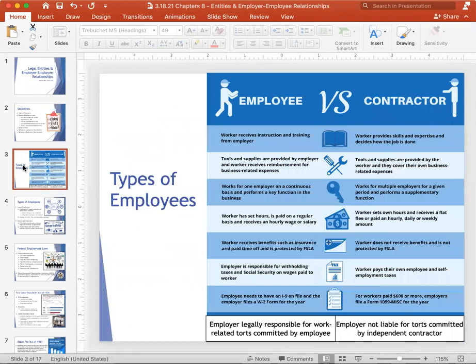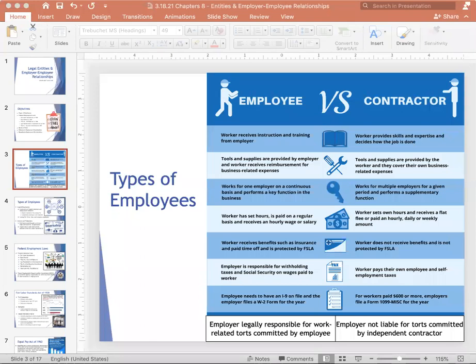Let's first start by distinguishing all of the different types of employees that you may come in contact with or work with while in the industry. On this slide, you'll see a comparative table that illustrates regular employees and independent contractors.